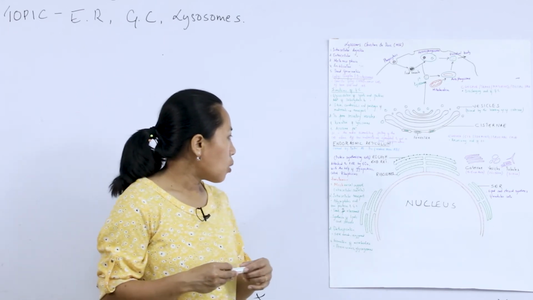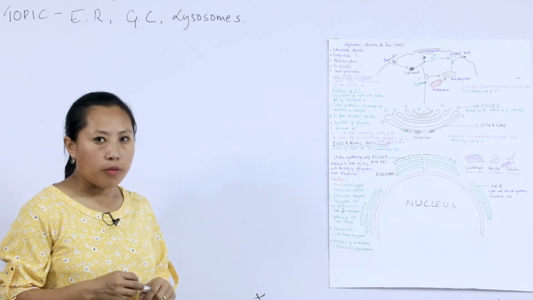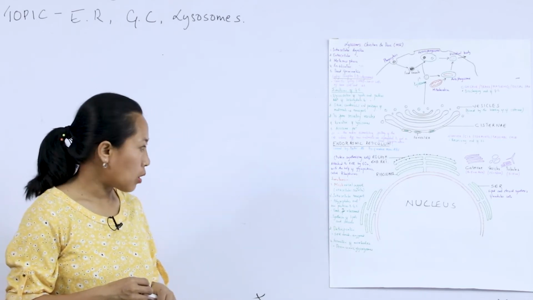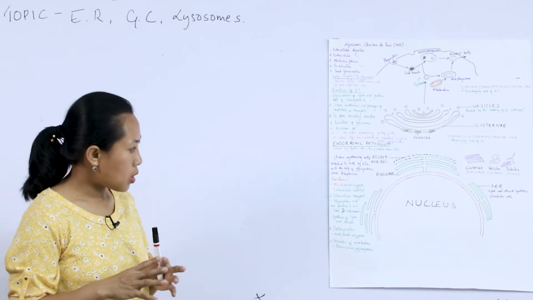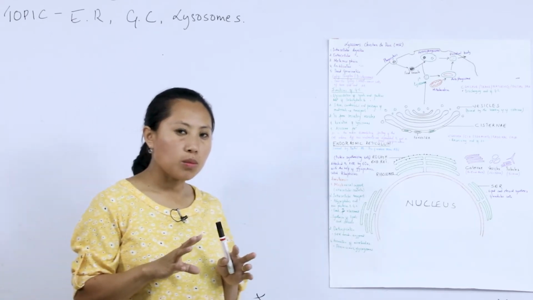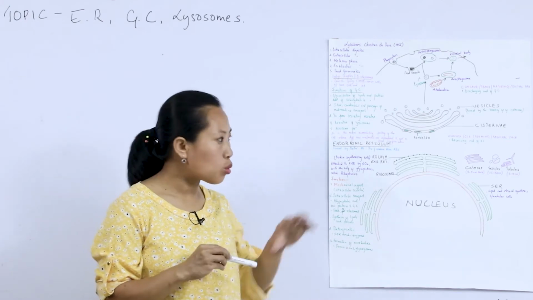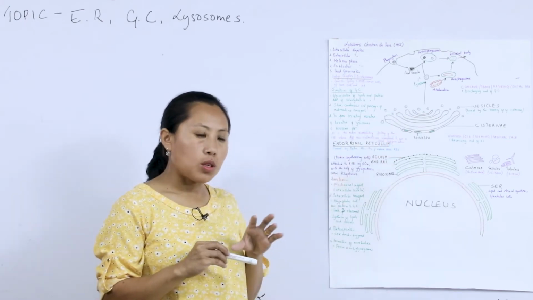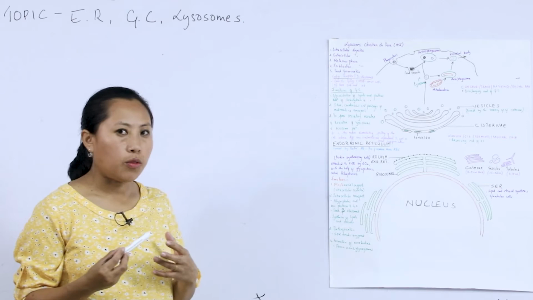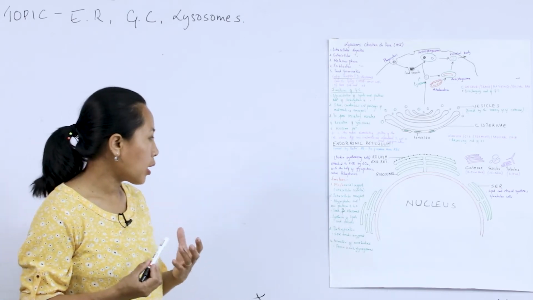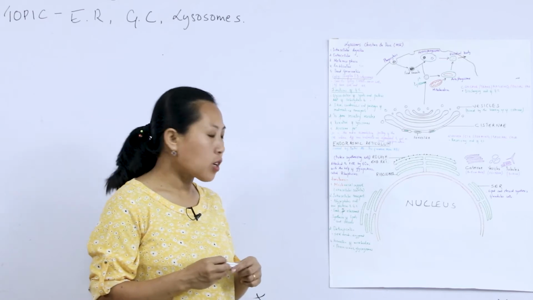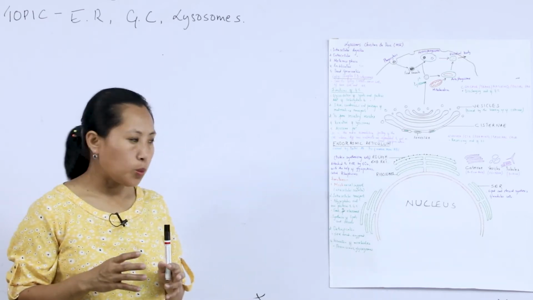Okay, so what are the functions of endoplasmic reticulum? The main function is to provide mechanical support. Since it forms the main endomembrane system, it provides mechanical support to the cell, and it forms a sort of intracellular skeleton. It forms the main framework. Then the next function is intracellular transport.